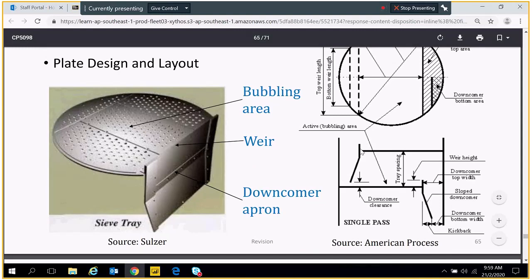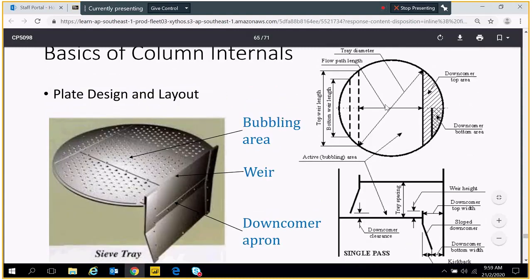Downcomer. The downcomer is a drain pipe. You can see here, and this is the downcomer top width. What's the weir? Weir is this one. Weir height. So in your Aspen, you see this tray diameter. What is the flow path length? It is defined here. What is downcomer top area? What is downcomer bottom area? What is bottom weir length? What is the top weir length? All this you have to go through one by one on your own.